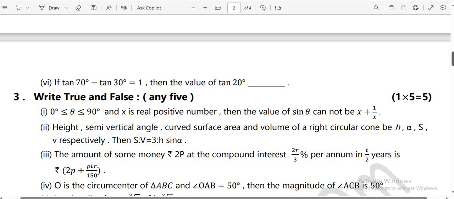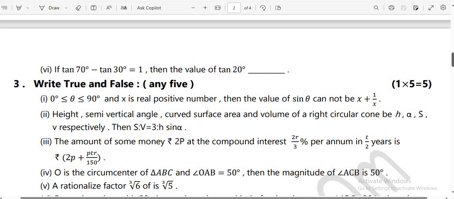Question number 3. The amount of some money rupees 2p at the compound interest 2r by 3% per annum in t by 2 years is rupees 2p plus ptr by 150.